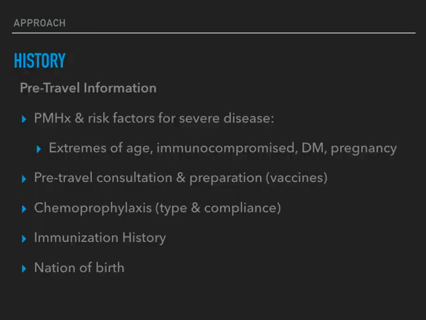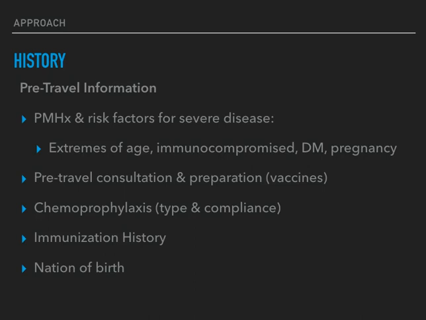The best way to approach the history is to break it into 3 parts: the pre-travel information, the travel itinerary itself, and potential exposures abroad. The pre-travel information is important because you want to know if they have any pre-existing medical conditions that could put them at risk for severe disease, and that includes any of the risk factors that I've listed here on the slide. You want to know if they saw a travel specialist in consultation before departure, and did they receive any medications to self-treat while they're away, and that includes things like antibiotics.